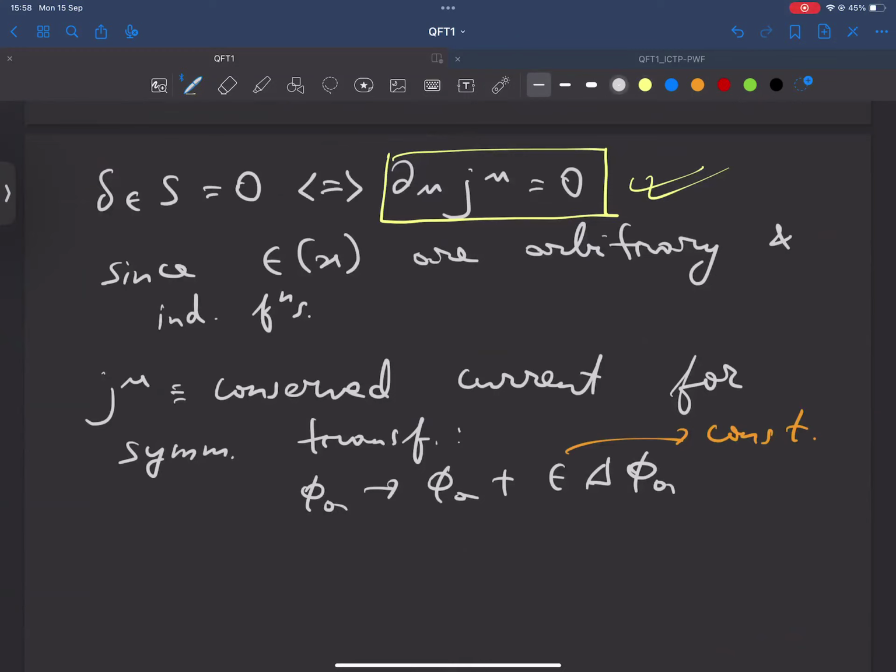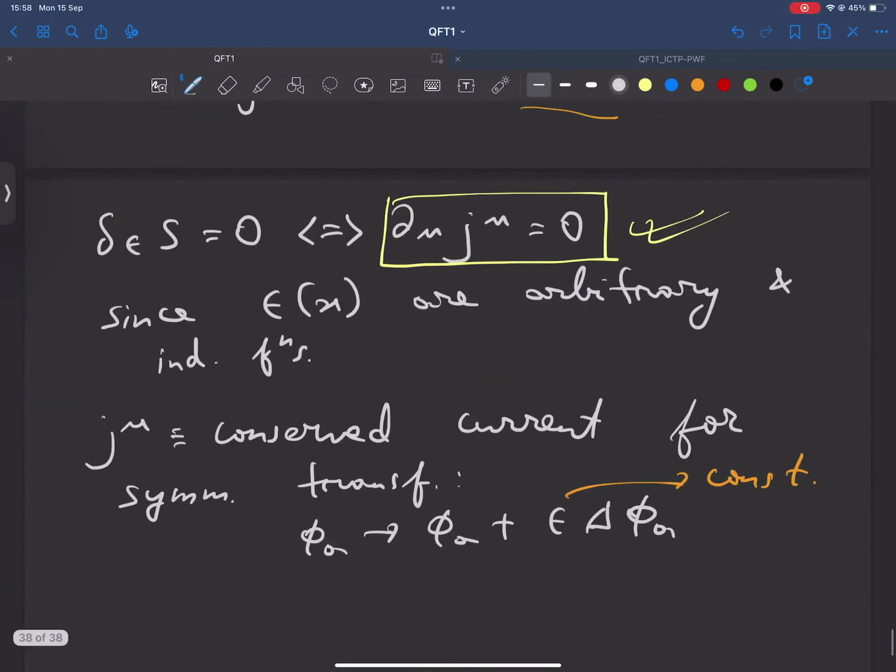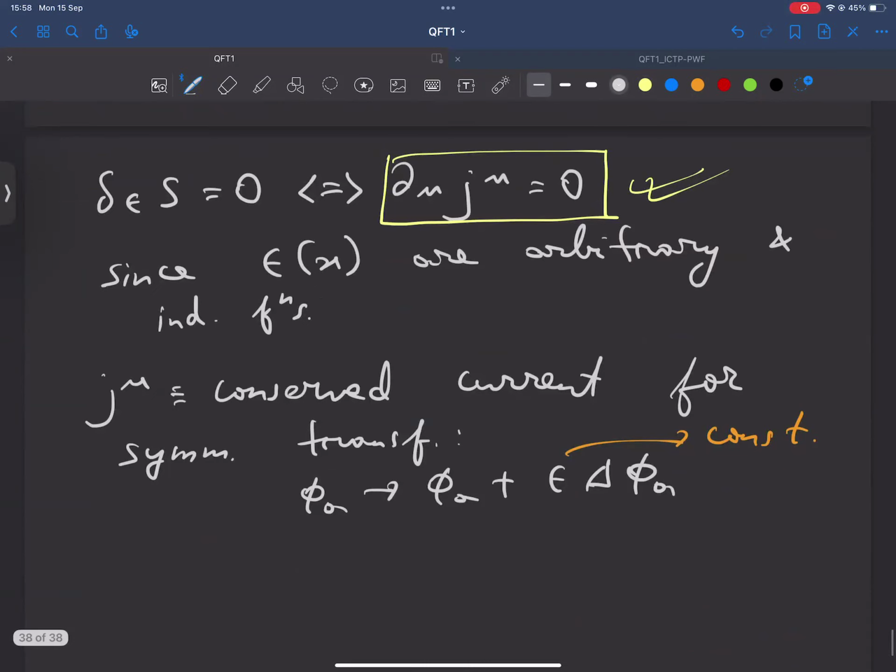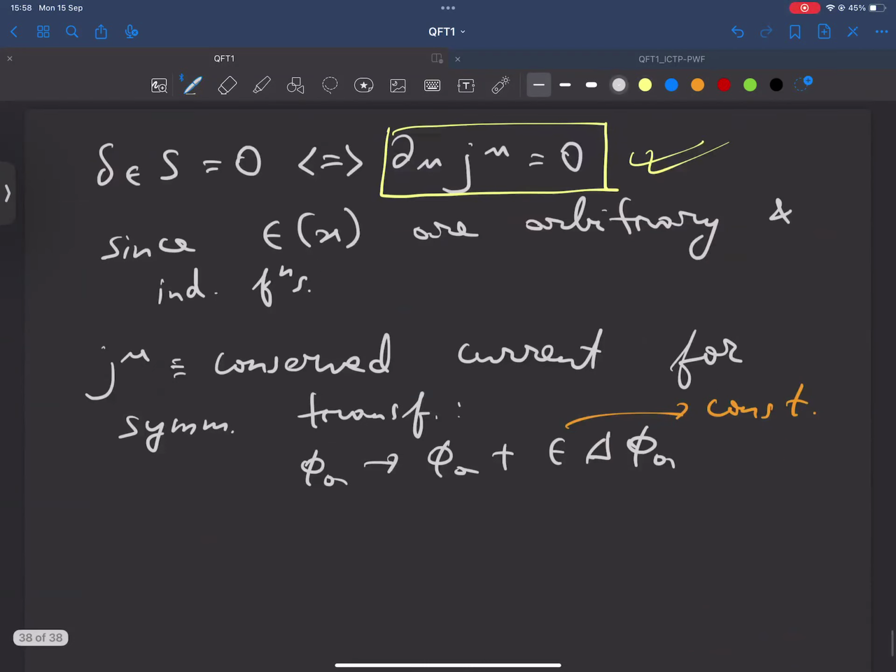And because some of you might not be satisfied that this is just a trick, we will also prove Noether's theorem in a different way. But for now, this works. Now let's look at some examples. Actually, before that, let's discuss the notion of conserved charge.